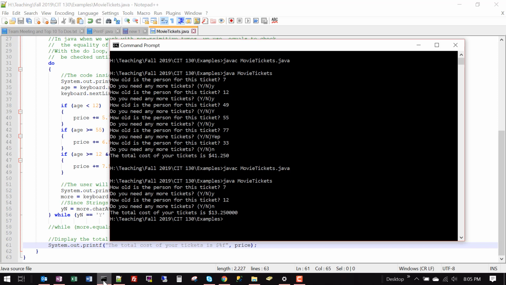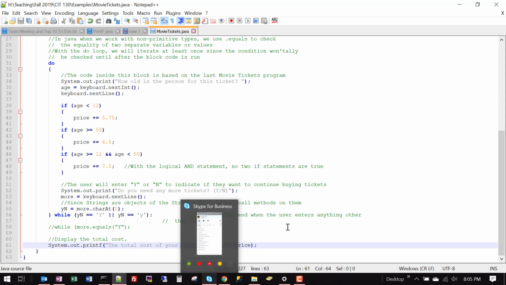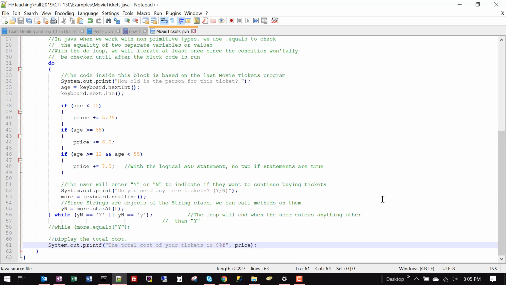Well, that's because I just told it to print it as a floating point number in general. I can actually specify more information inside this symbol by using some kind of width and/or precision. So let's go up here and put in a width and a precision.